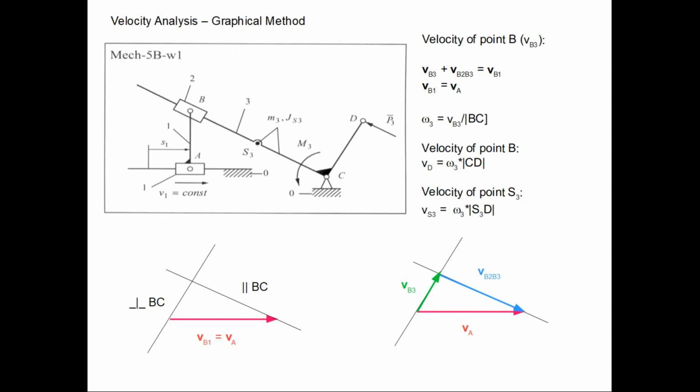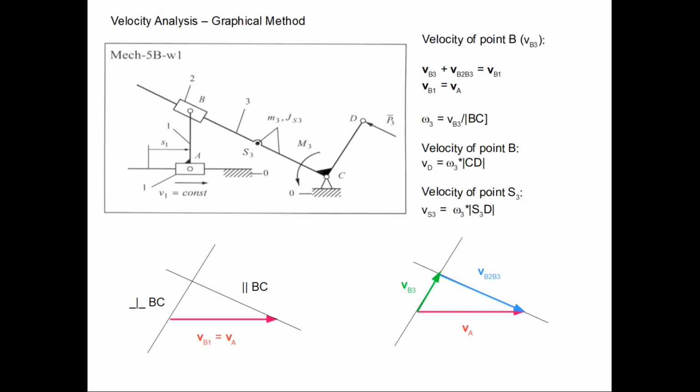First of all, in case of the VB3, the direction of velocity must be perpendicular to the rod BC, because this is velocity due to the rotation, and you know that in case of the rotation, the velocity is always tangent to the path, to the circle of rotation. And also we know that VB2B3 must be along the rod BC, must be parallel to the rod BC, because it's a relative motion of B2 with respect to the slider, and it only can move in one direction.